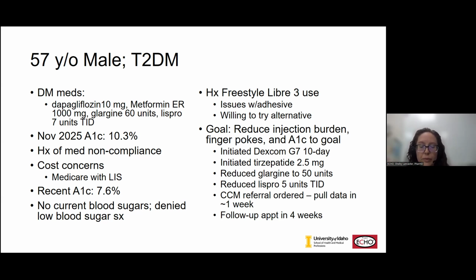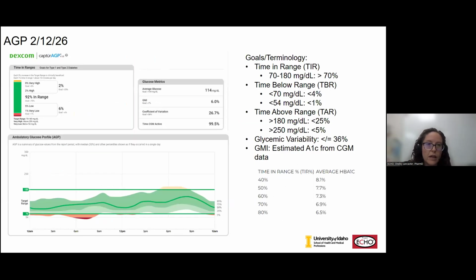His glargine was preemptively reduced secondary to his A1C being less than 8%, and then the same with his Lispro. A chronic care management referral was ordered at that time and requested that the data be pulled in approximately 1 week, with a follow-up appointment in 4 weeks. So pulling his AGP report, this is what the top half of it looks like.